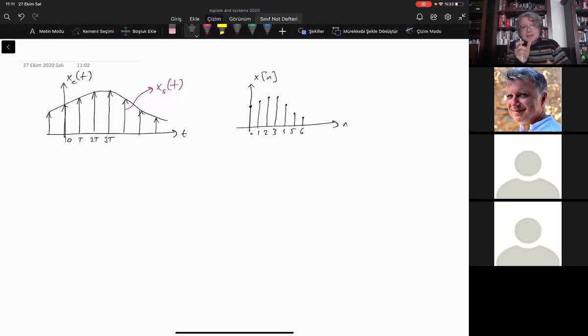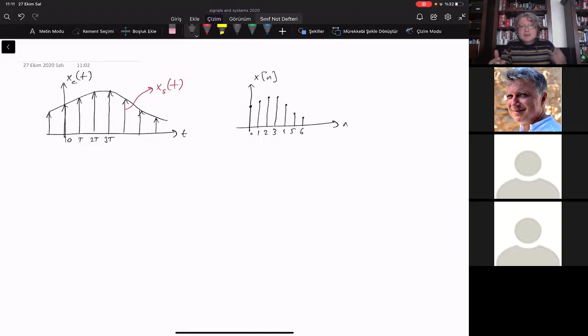And this capital T can be taken as wider intervals for sampling, and it may still give you the same x of n. So you don't really know what the original signal was, as long as you don't know what capital T is. But by the knowledge of capital T and by the knowledge of x of n, you can always go back to x sub c of t. So how are we going to relate all these things in the Fourier domain now?